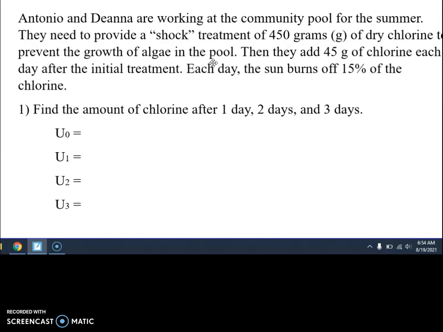So there are 2 things happening each day. The amount of chlorine in the water is being burned off at a rate of 15%, and then they are also adding additional chlorine. So I'd like you to think about the problem, and why don't you do day 0 and day 1 and see what you come up with for your answer, and then turn the video back on to have additional discussion about this problem.